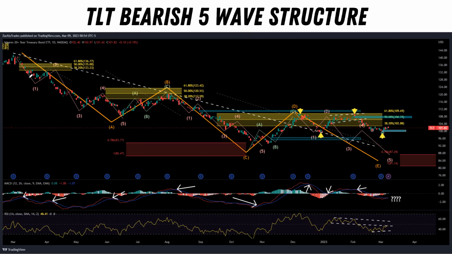And so you can see here we got a 1, 2, 3, 4, 5 down. All right, that completed our A wave, our wave 1 of the larger 5-wave structure. Then we got an ABC correction up. Okay, we topped out at our 50% retracement level.